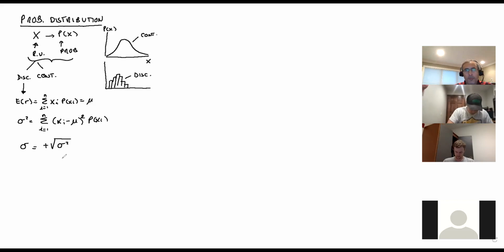Make sense? So this one here again represents central tendency. And these two here represent dispersion. As usual, there is nothing new under the sun here.